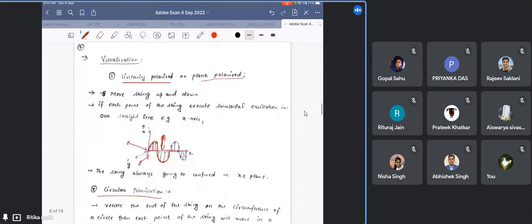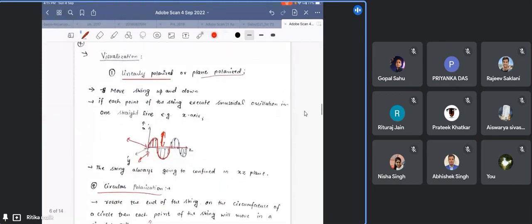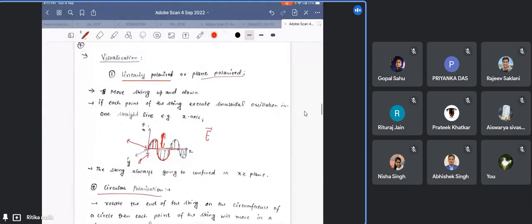So here the electric field that we represent for the linear case is generally written as E0 cos(kz minus omega t) in the n cap direction. This is the direction along which the string is moving. So n cap is this line direction.